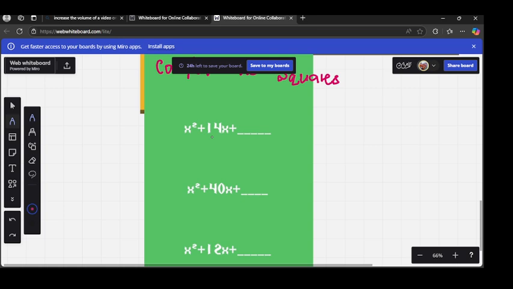Now to answer this, let us remember the pattern we talked about earlier. Now x squared minus 14x. Let us ask ourselves, what is half of 14? Half of 14 is 7.